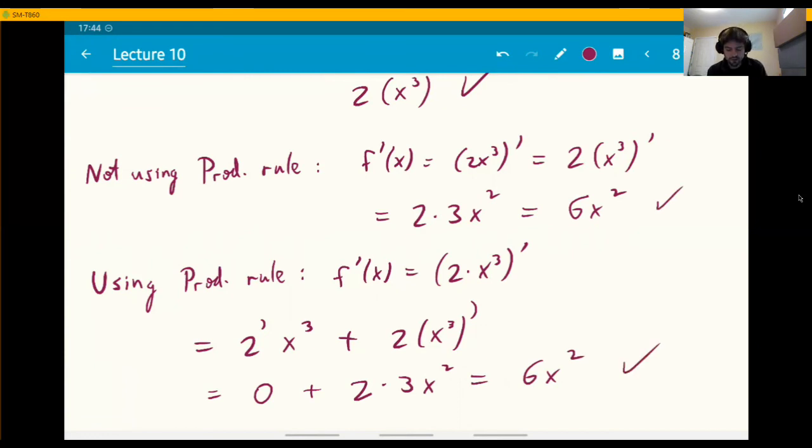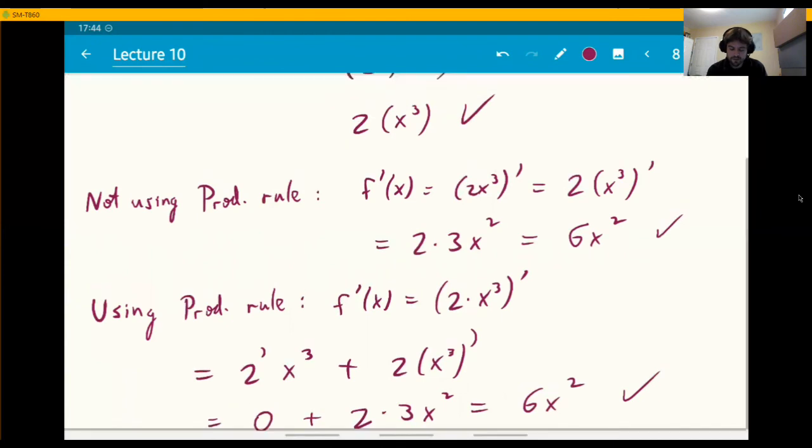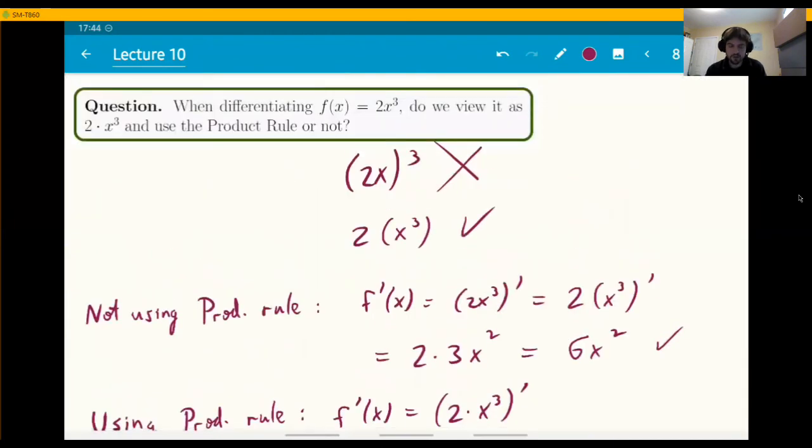So the answer here, you can use the product rule if you want, but you shouldn't do that. You should not be confused by this because it's just a constant, the number 2. So it comes outside of the derivative. You should think about it as the first method, not the second.